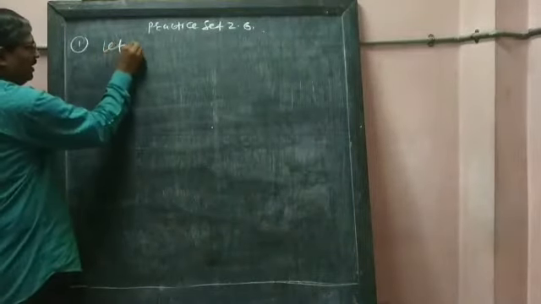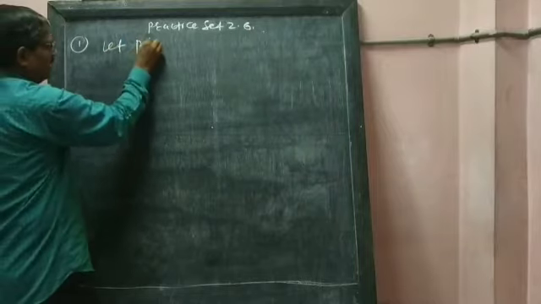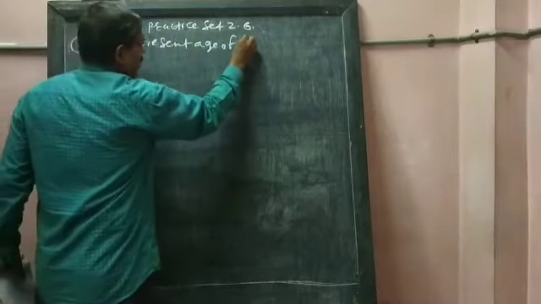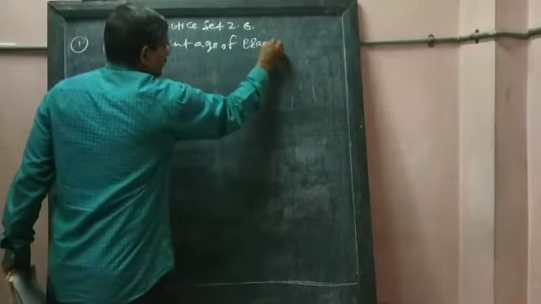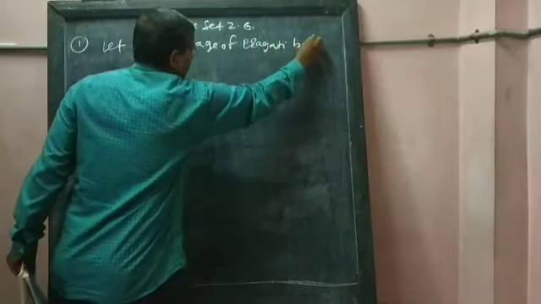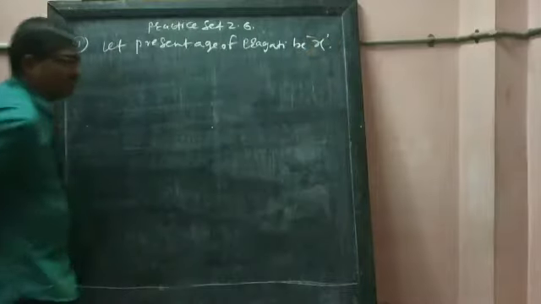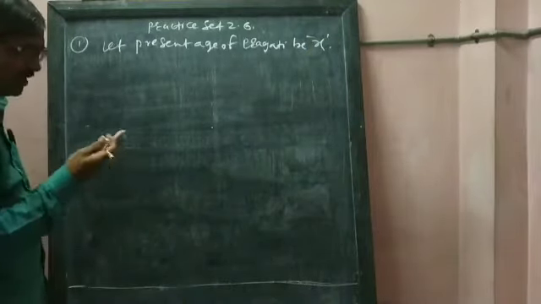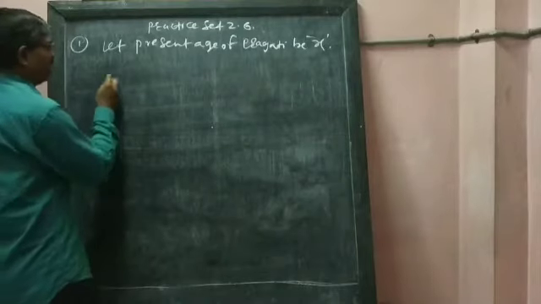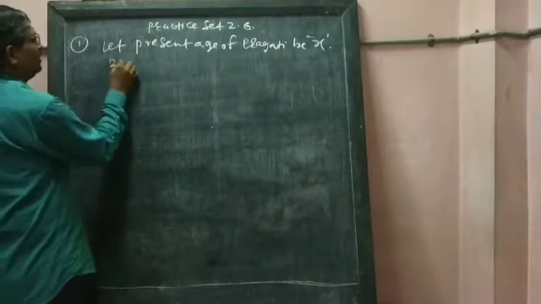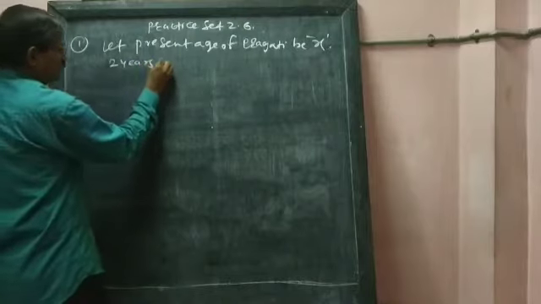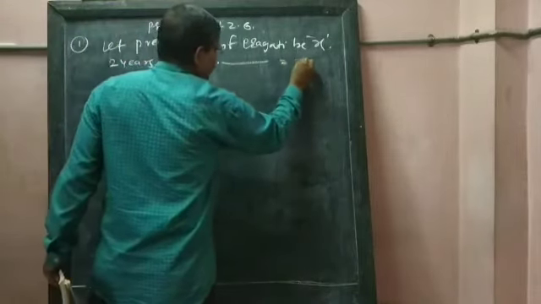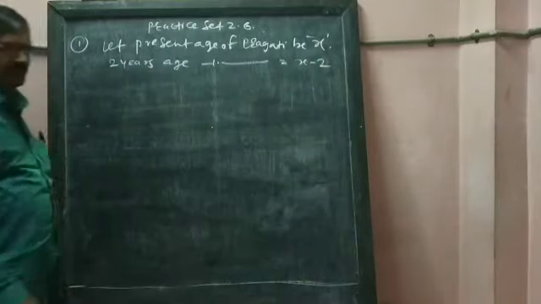Let the present age of Pragati be x. Present age is considered x years. So we should go back 2 years. It means what will happen? x minus 2. 2 years ago, the age of Pragati is equal to x minus 2 years.